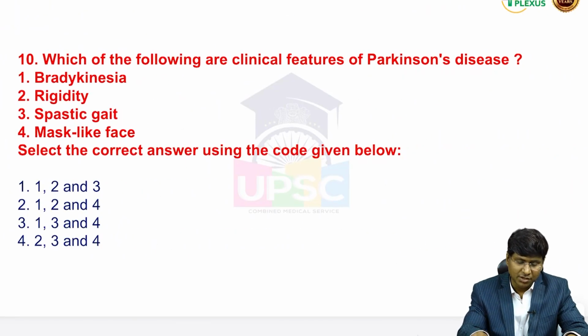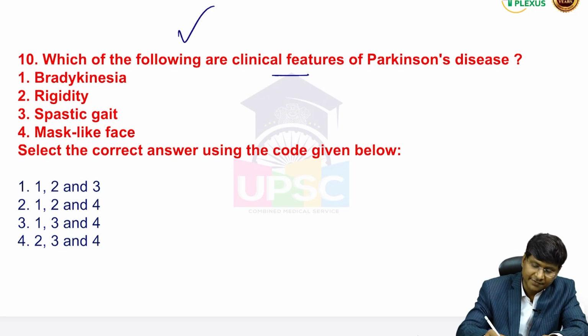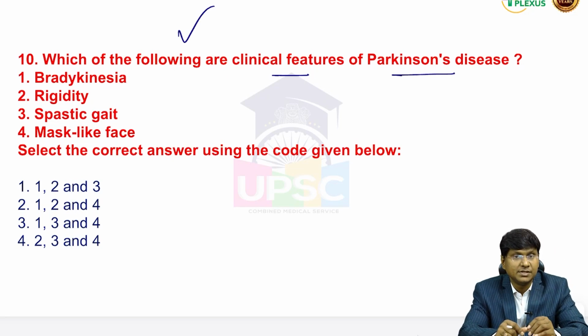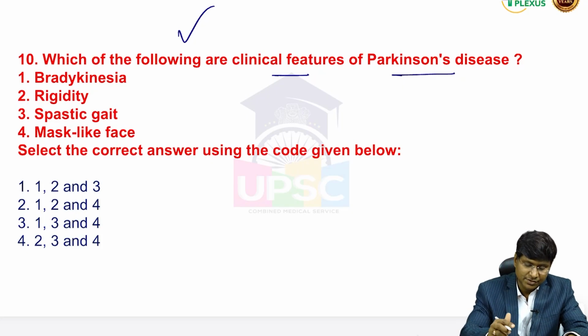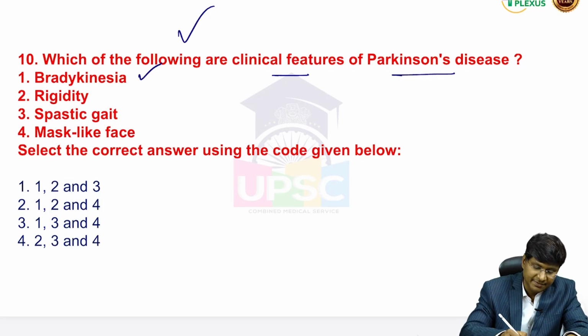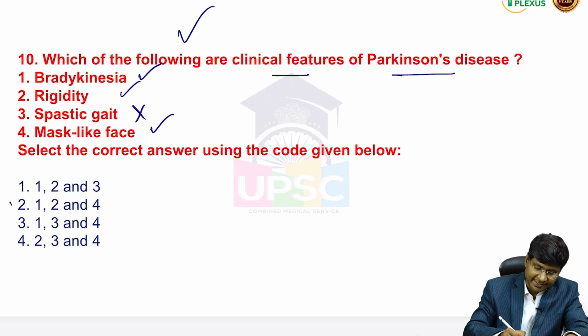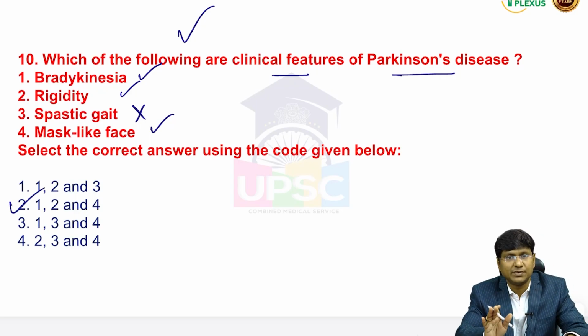So the next question is on the topic of Parkinsonism. Which of the following are the clinical features of Parkinson's disease? Bradykinesia, rigidity, spastic gait, mask-like face. Select the correct answer using the code given below. Bradykinesia will be there, then rigidity will be there, and mask-like face is there in Parkinsonism, but not the spastic gait. So the correct answer is 1, 2, and as well as 4.